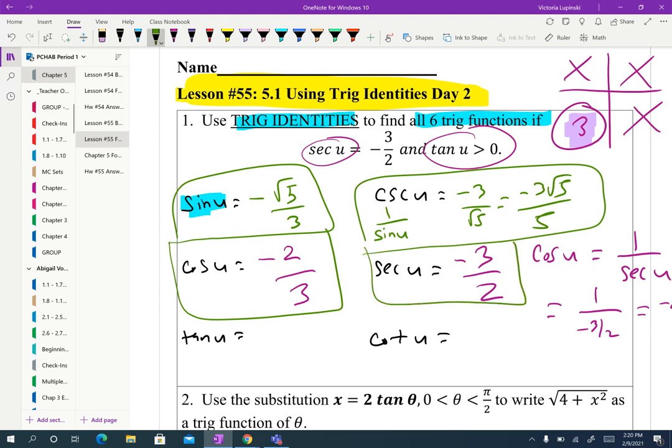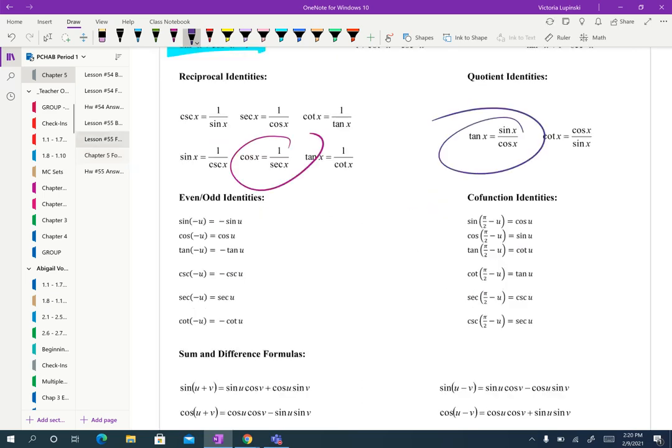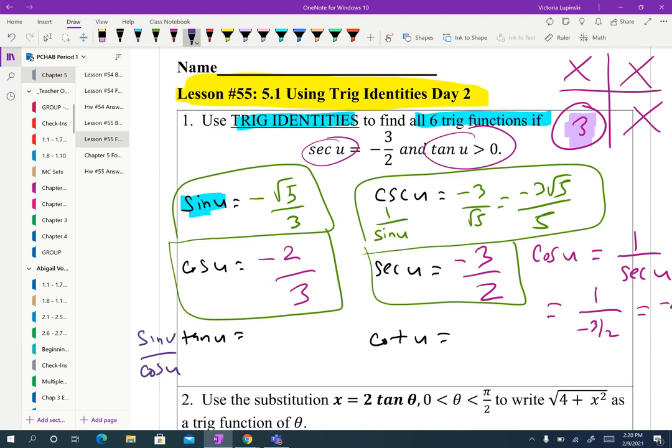And now finally, when it comes to finding the tangent and the cotangent, well, of course, we remember that the tangent is equal to the sine of u over the cosine of u. And if you were to forget that, go back to your handy reference sheet here. That's one of the quotient identities, so sine over cosine. That's going to give you the square root of 5 over 3, that negative, over negative 2/3. Because they have the same denominator, the 3's would cancel, the negatives would cancel, and you would get positive square root of 5 over 2.